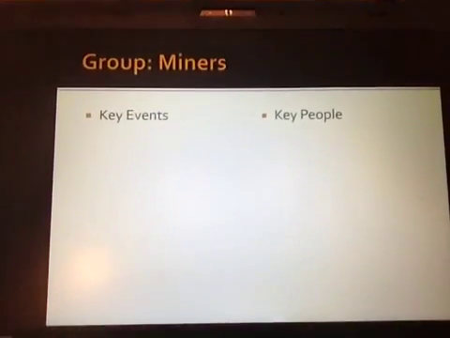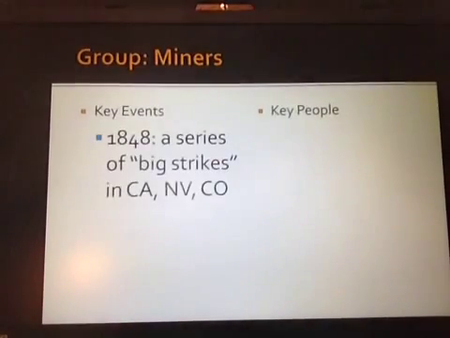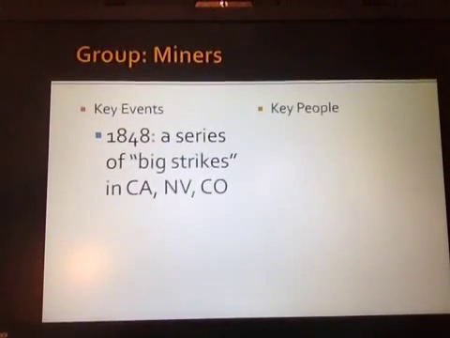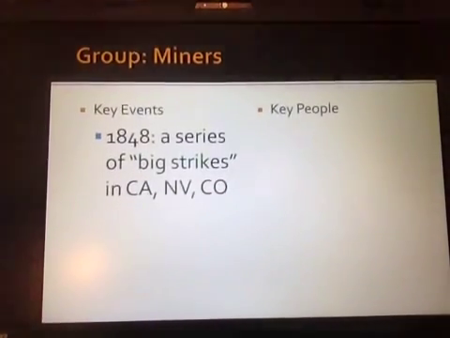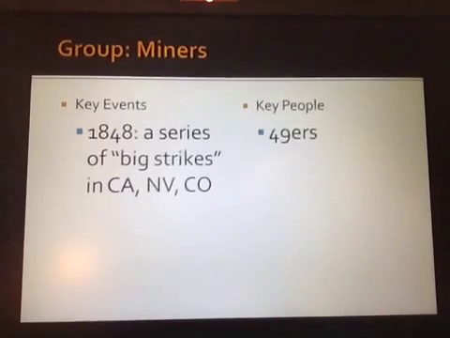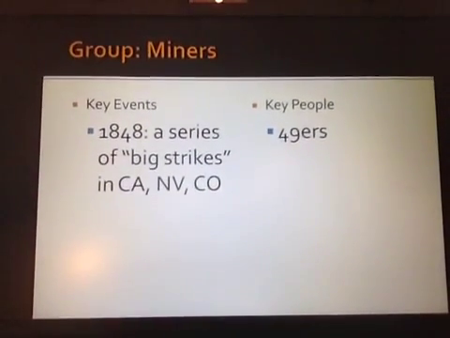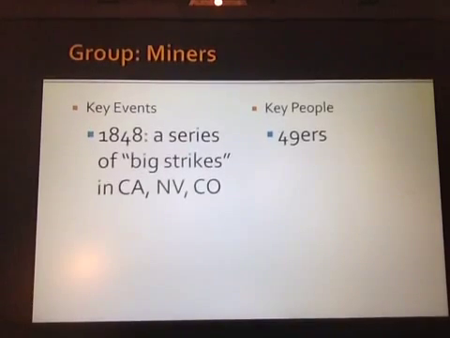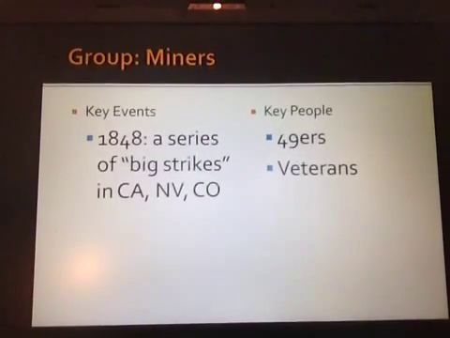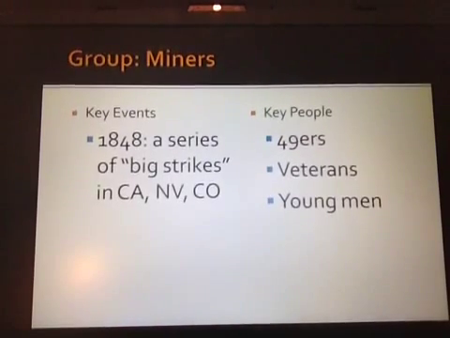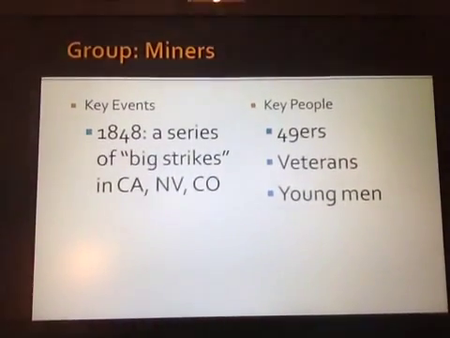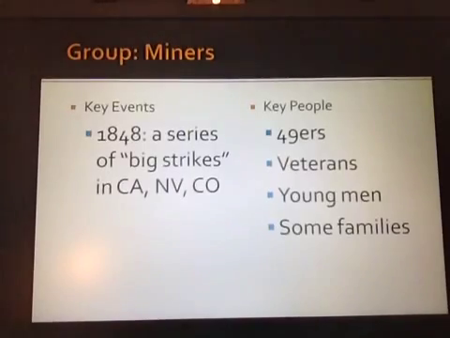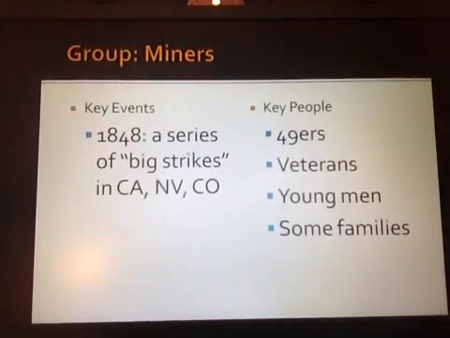The next group we're going to be looking at is the miners. The key events in bringing miners out west include big strikes in 1848. There was a series of big strikes in California, Nevada, and Mexico, and Colorado, which were telegraphed across the country and got a whole bunch of people, called the 49ers in 1849, to start streaming westward, families and young men, to try and find gold. They included veterans from the Civil War, young men who were seeking opportunities and maybe did not have land easily accessible in the East, so they wanted to come west. Some families as well. So it's kind of a mixed bag, but a lot more men than women came out west.